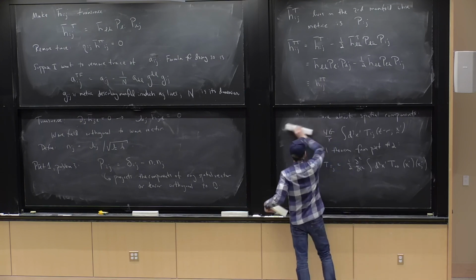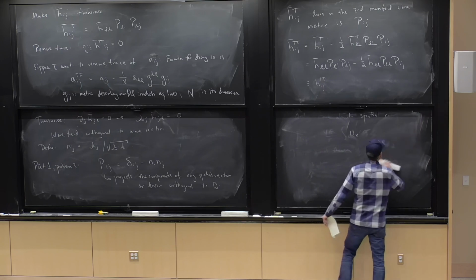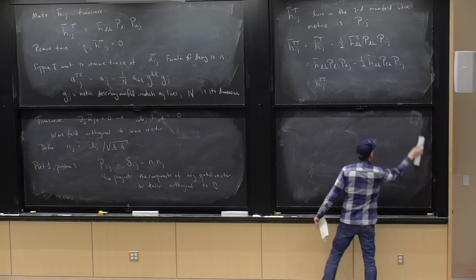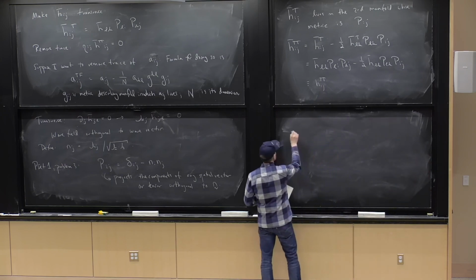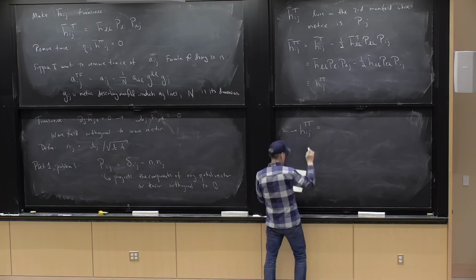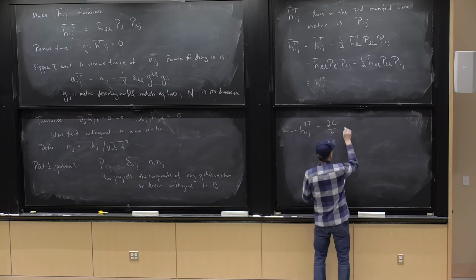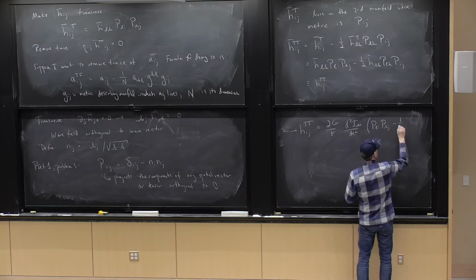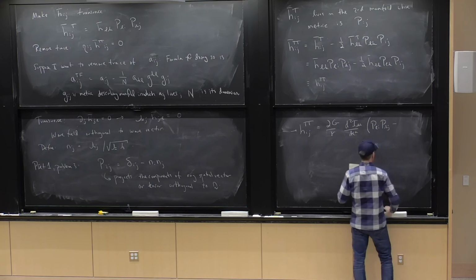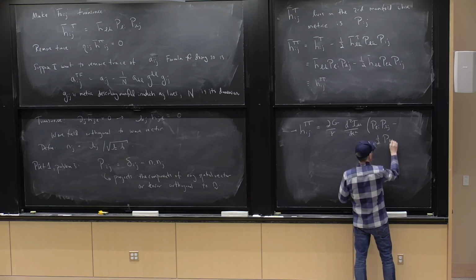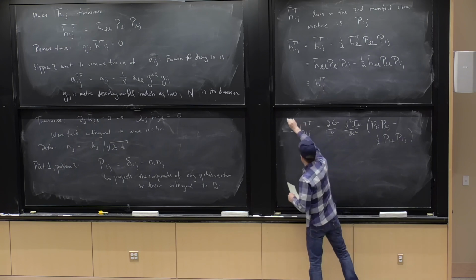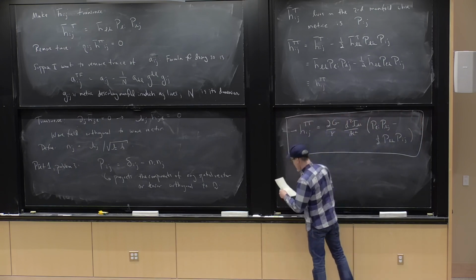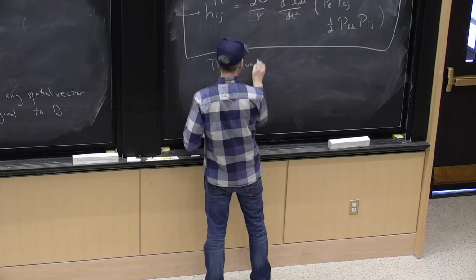Putting all these pieces together, we finally obtain our transverse and traceless metric perturbation, which looks like this. This is a result known as the quadrupole formula for gravitational waves.